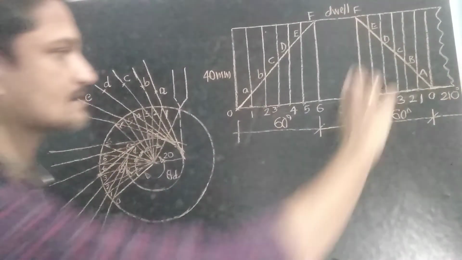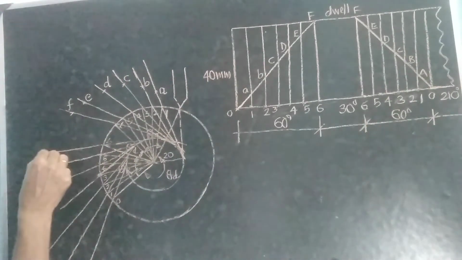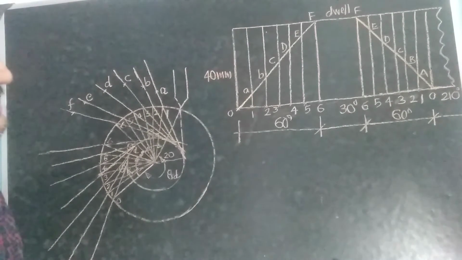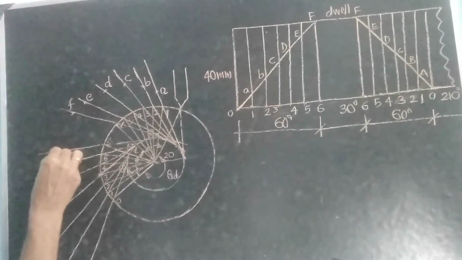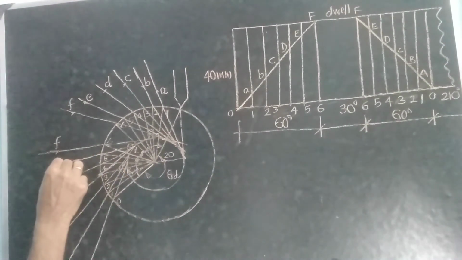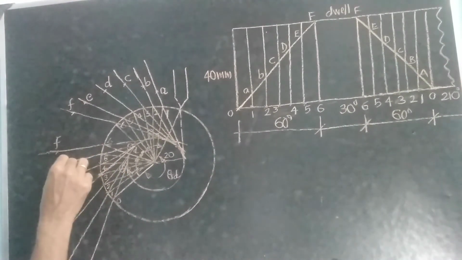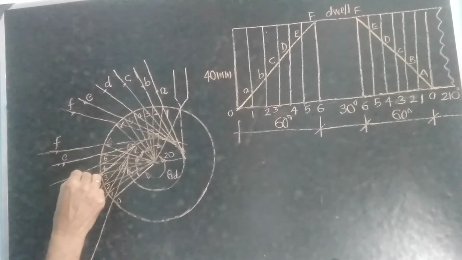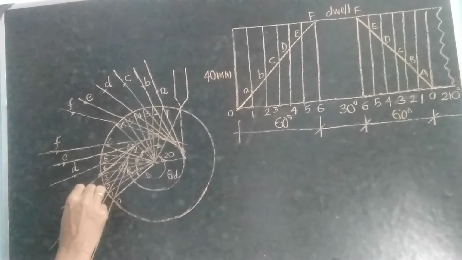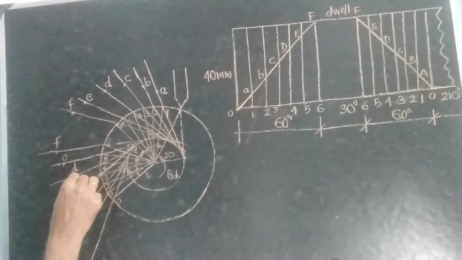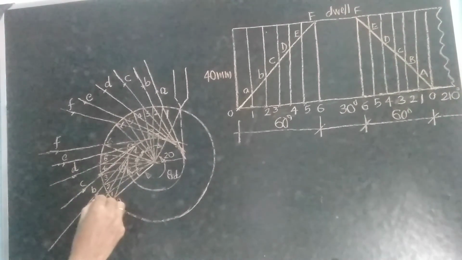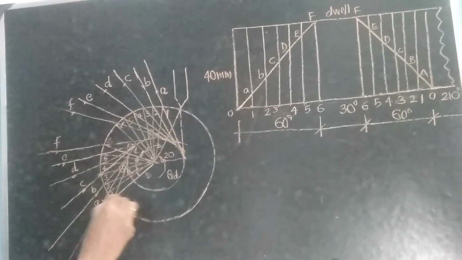Then next, transfer this distance 6f from the displacement diagram to this particular figure. 6f, then 5e, then 4d, then 3c, then 2b, 1a finally, and 0.